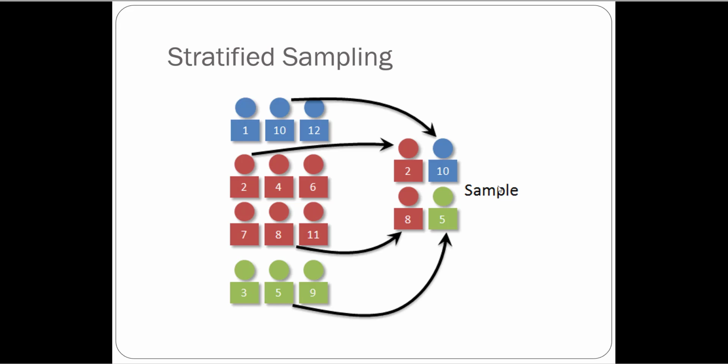Here we've stratified our sample into 3 different groups: blue people, red people, and green people. By making sure we take a sample from each of those groups, we guarantee that we have representation for each of our strata here. So we have at least one blue person, at least one red person, and at least one green person in our sample. This guarantees us cases in our sample that represent groups that we are interested in.